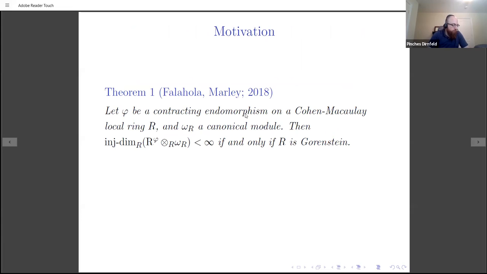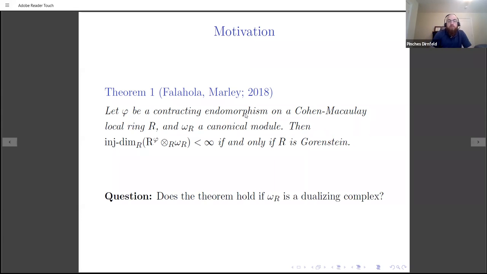All right, so my motivation for looking at these comes from a paper by Fellaholo and Marley in 2018, and I have this theorem. Let phi be a contracting endomorphism on a Cohen-Macaulay local ring with canonical module omega R. Then if the injective dimension of R phi tensor with omega R is finite, then R is Gorenstein. Well, it's if and only if R is Gorenstein. So then they ask the question, what if I replace omega R with a dualizing complex? Is it still true that R phi tensor with the dualizing complex has finite injective dimension if and only if R is Gorenstein? And the answer they have in the paper is no.